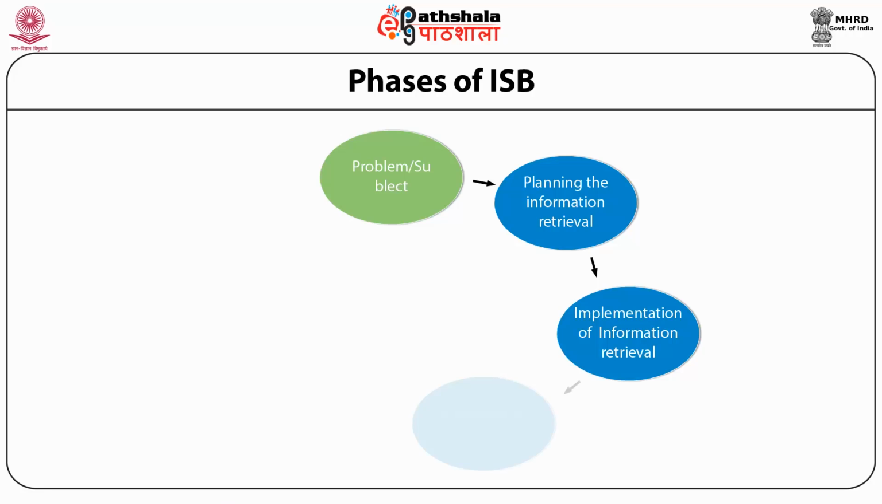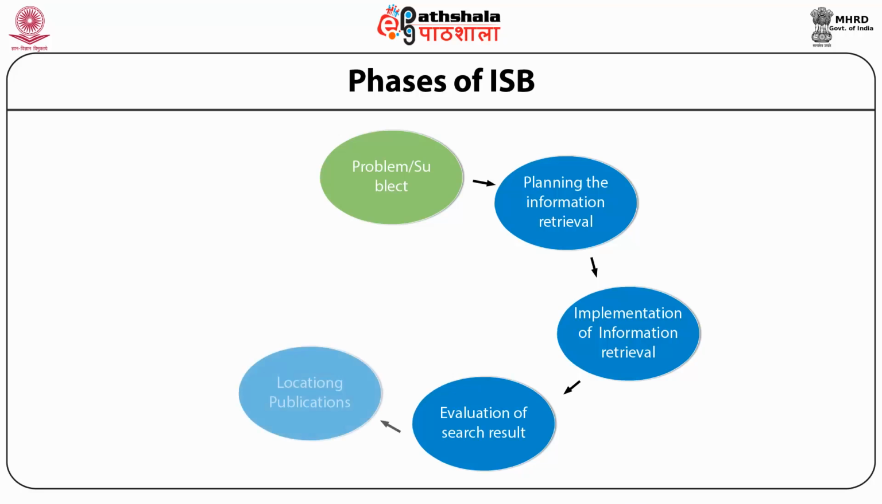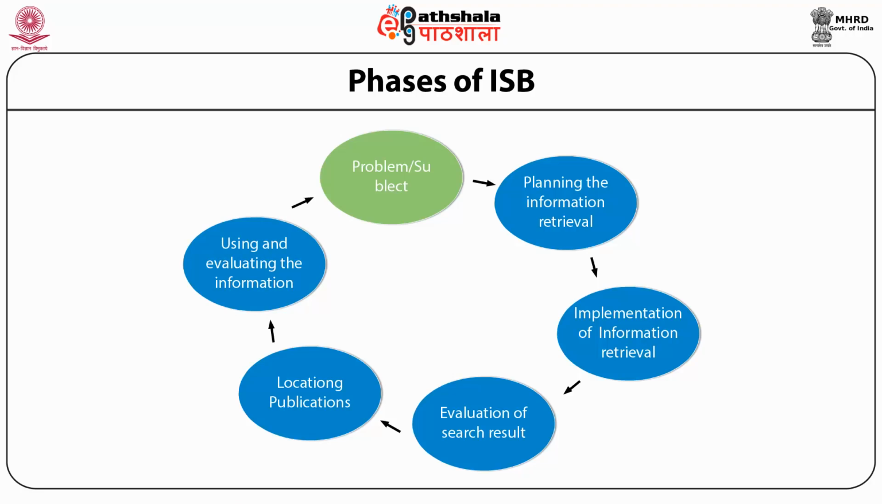The fourth one is evaluation of search results. Evaluate the results of information retrieval, number of references and their accuracy. Next, locating publications. Find out where the publications, that is, an article, is located. And the last one is using and evaluating the information. Evaluate the final result, source criticism and research ethics.